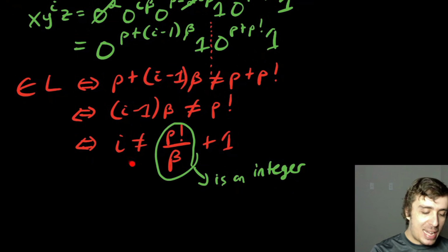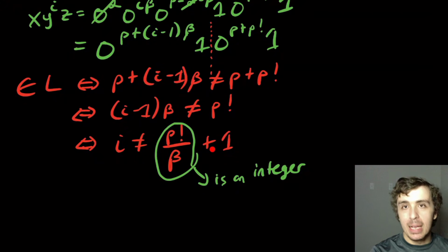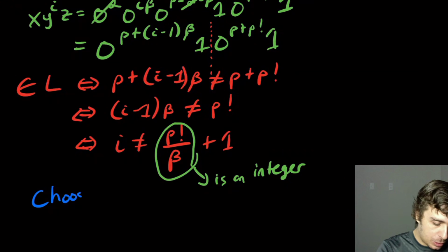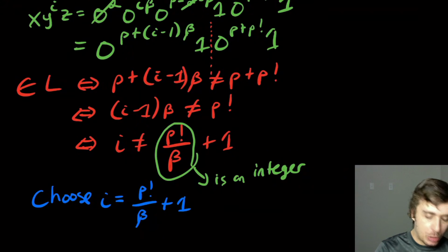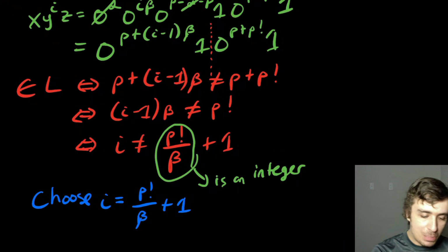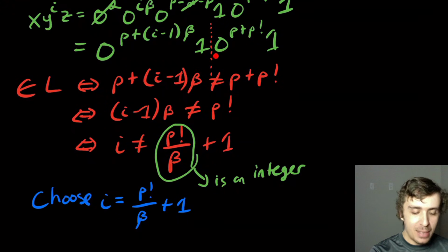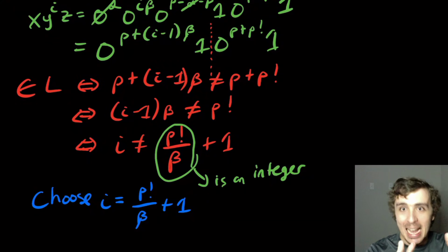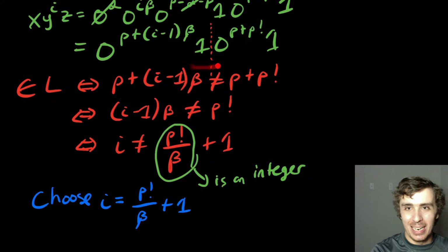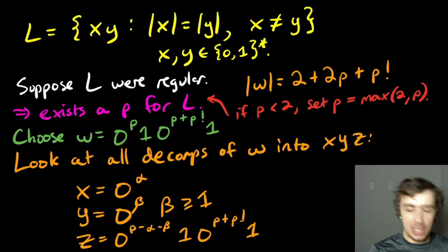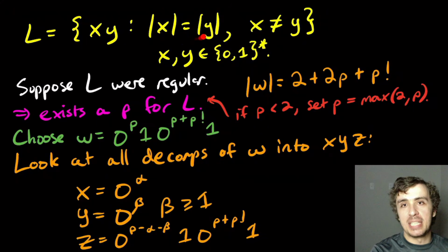So it's in L if i is not equal to this, but we want it to not be in the language. So let's choose i to be that number. Let's choose i to be equal to p factorial over beta, plus 1. And so therefore, the resulting string has both sides being equal. That's the only possibility of these two halves being exactly the same. And so this string is composed of two things that are exactly the same, which is not what the language says.